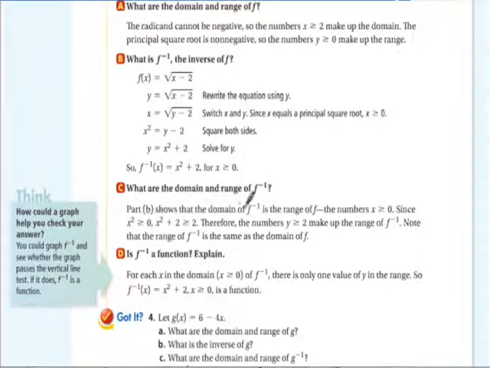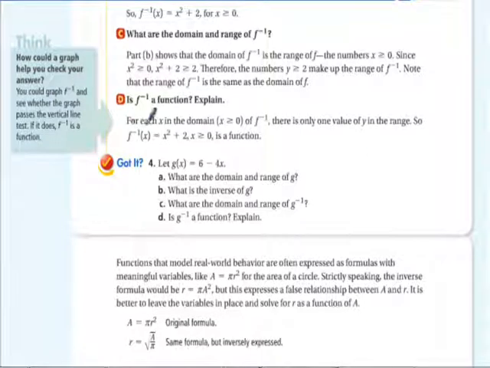Here, part B shows the domain of the inverse is the range of f. So the numbers x is greater than 0. Since x squared is greater than 0, x squared plus 2 is greater than or equal to 2. Therefore, the numbers y is greater than or equal to 2 make up the range of the inverse. Note that the range of the inverse function is the same as the domain of the original. Okay? So the range is here, the domain is here. They're just switched, just like we switched them to find them.